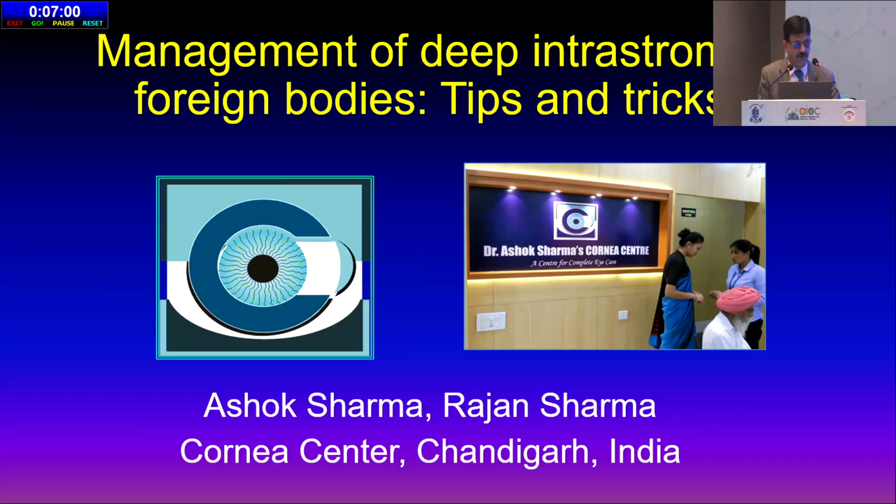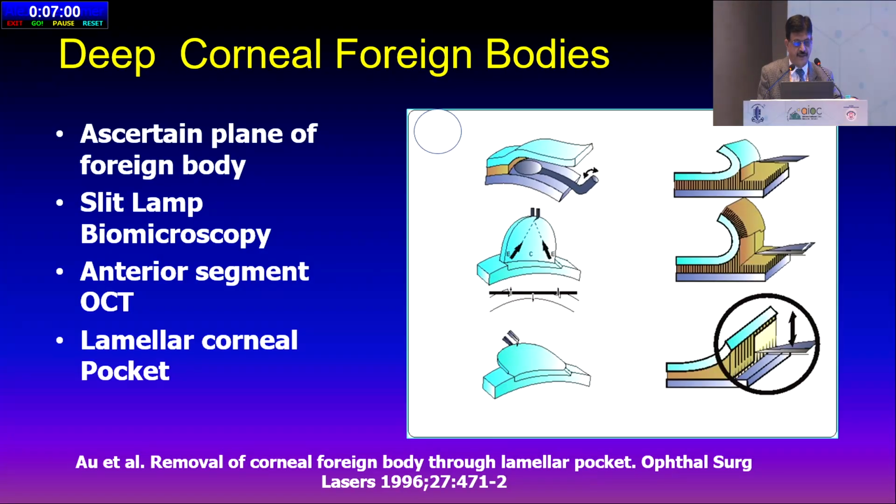Good morning, everybody. From chemical injuries, we move on to the mechanical injuries, and we all are aware that corneal foreign bodies are the most frequent problem all of us encounter. But unfortunately, deep intrastromal corneal foreign bodies are relatively rare, and we get cases in which all the removal methods have been tried. To manage these deep corneal foreign bodies, we need to ascertain the plane of the foreign body.